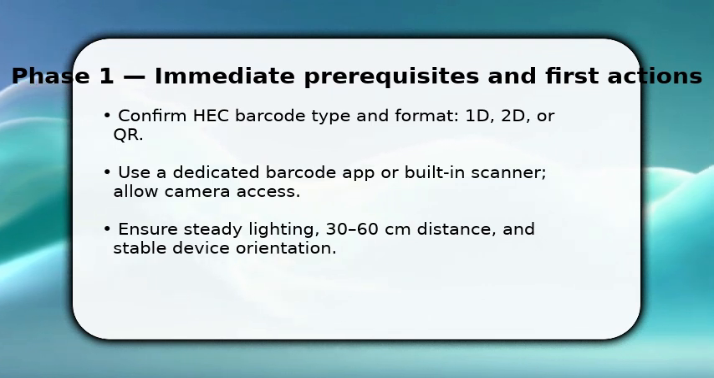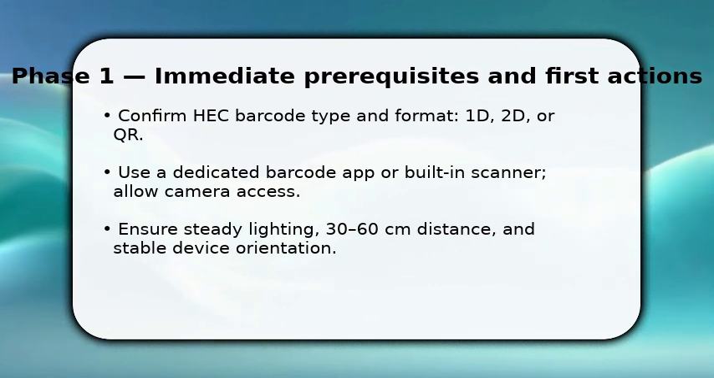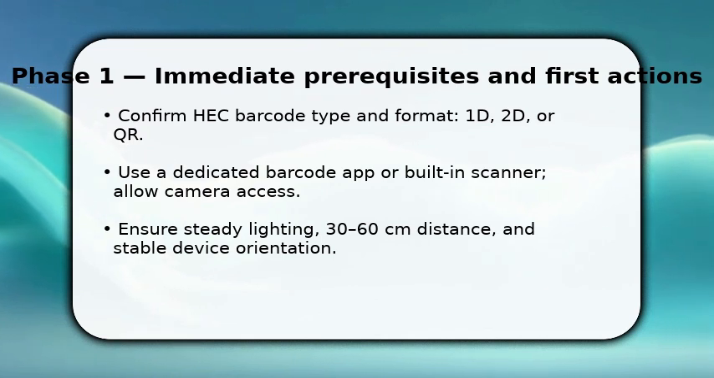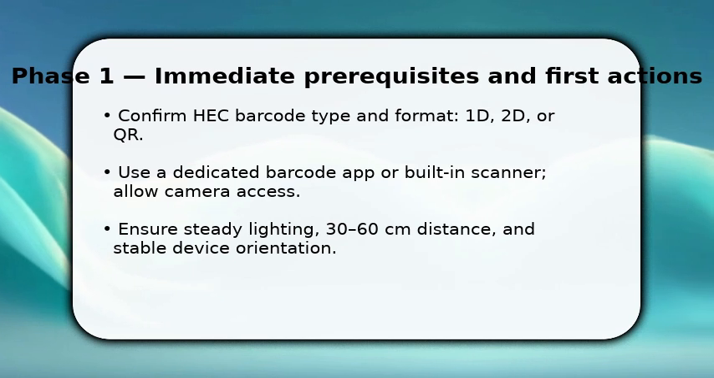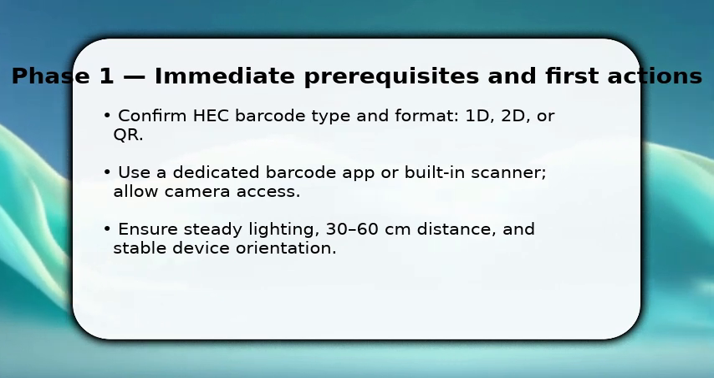Position the barcode in the center of the viewfinder, about 30 to 60 cm away, and align the long axis horizontally. Keep lighting even, avoid glare. Once the app shows a focused preview, you're ready to capture. Don't tap yet. Let the autofocus settle for a clean read.